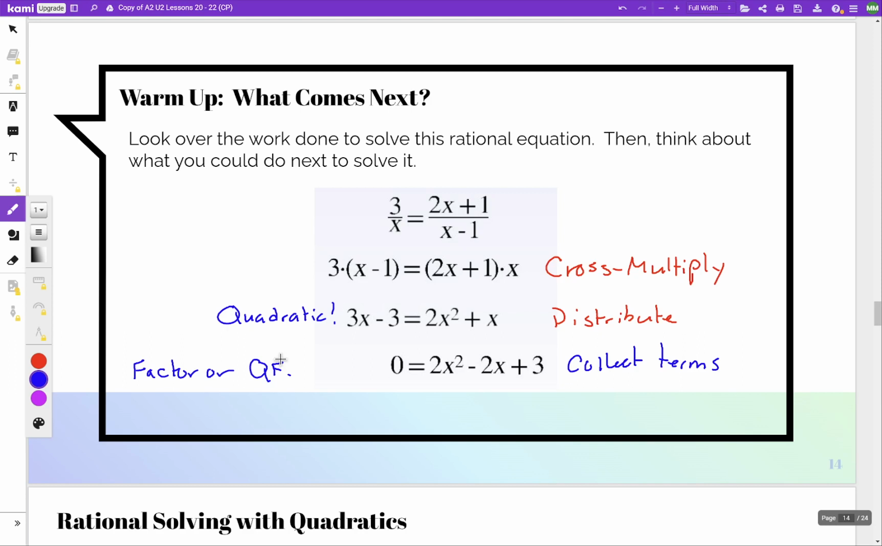This one doesn't factor. You can't divide out the 2. And I'm trying to go through pairs of like the 3 and the 1 and the 2x and the x, and I'm just not seeing it here. So I think quadratic formula is going to be the way to go. So here's one where you end up with a bit of a mess.